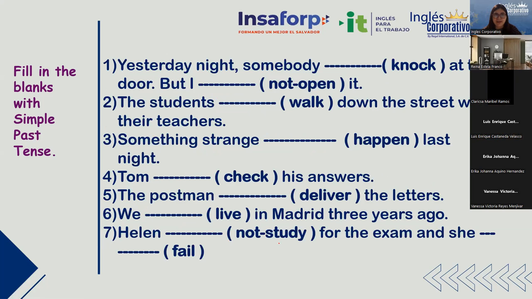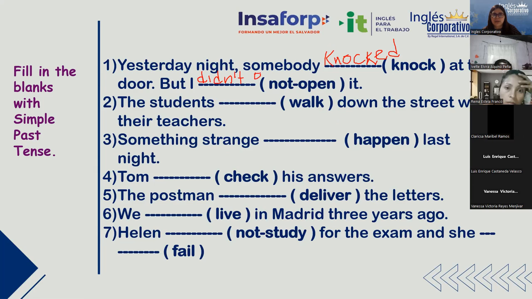¿Sí? A ver. Yesterday night, somebody knocked at the door. But I didn't. Mire, negative. I didn't open it. Y el open queda en presente también. No va en pasado por el auxiliar didn't.